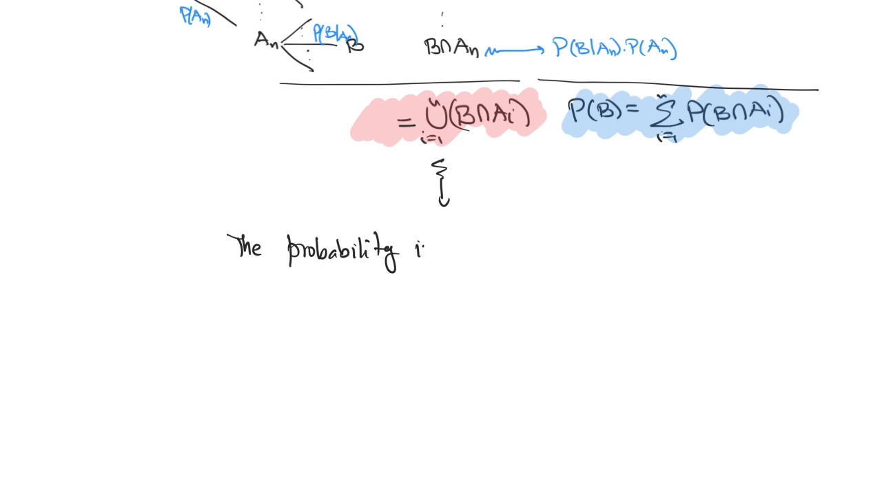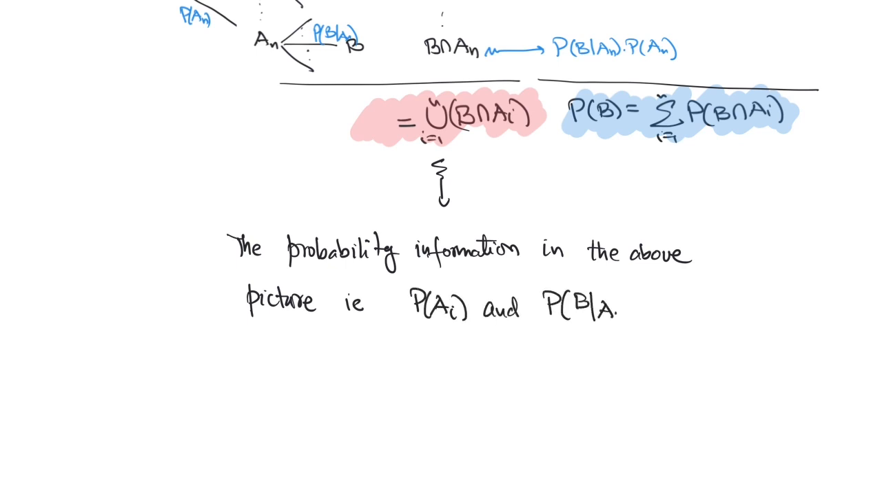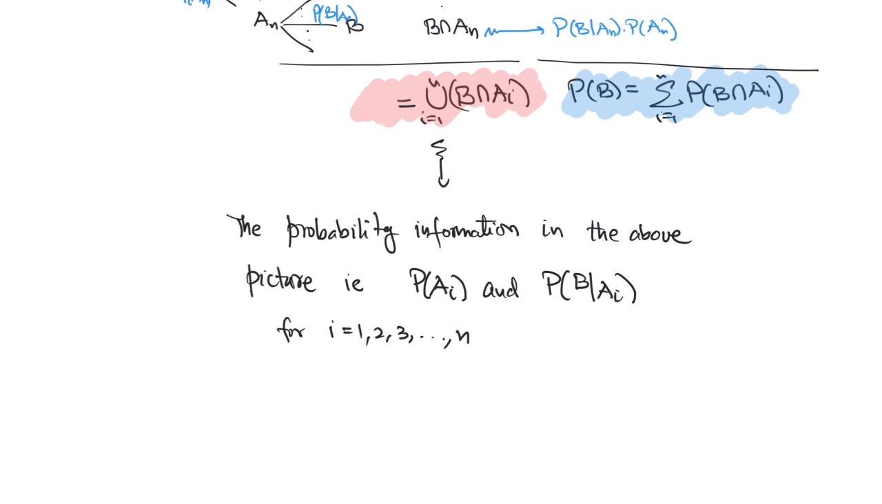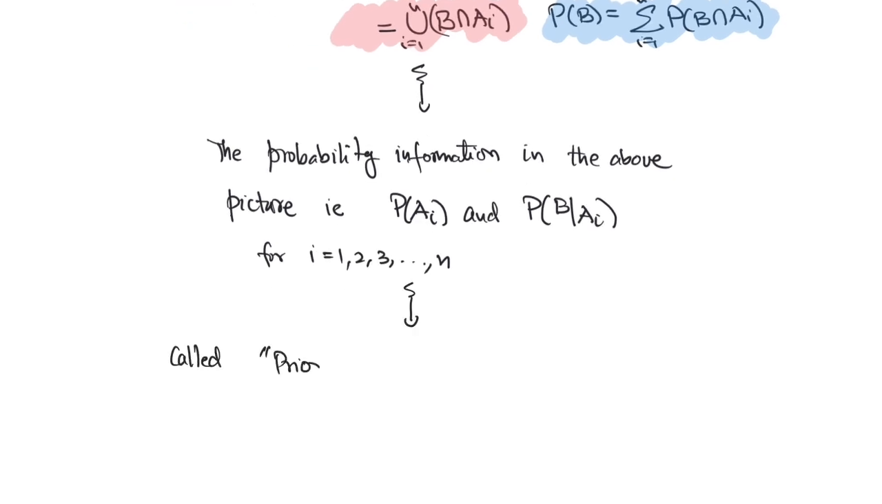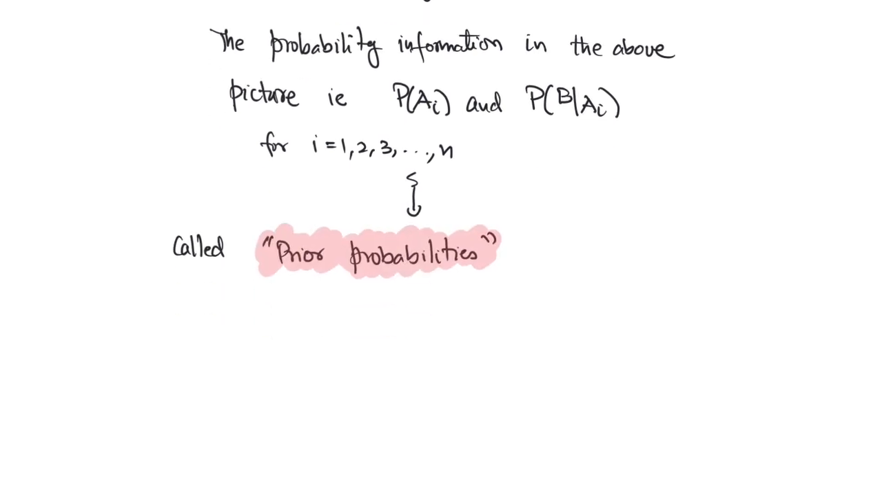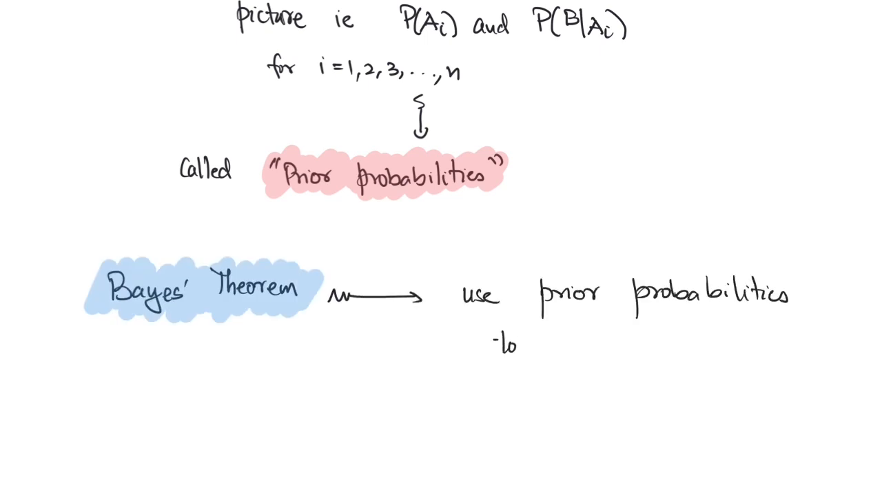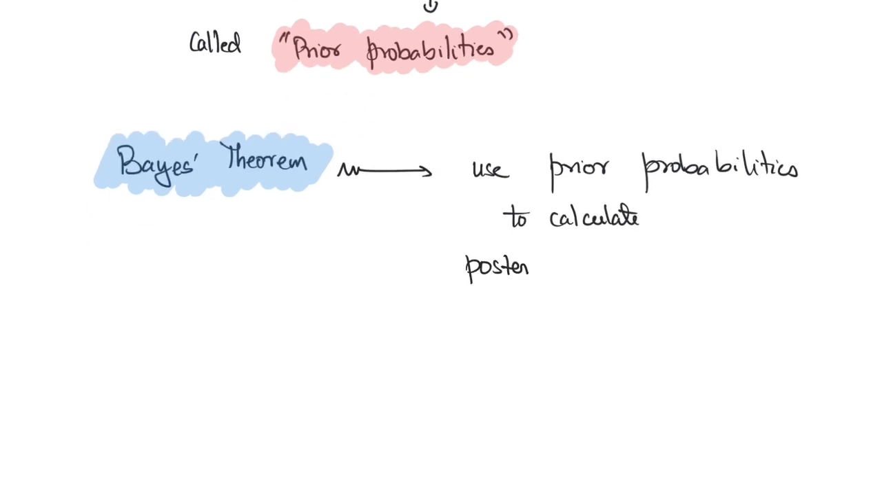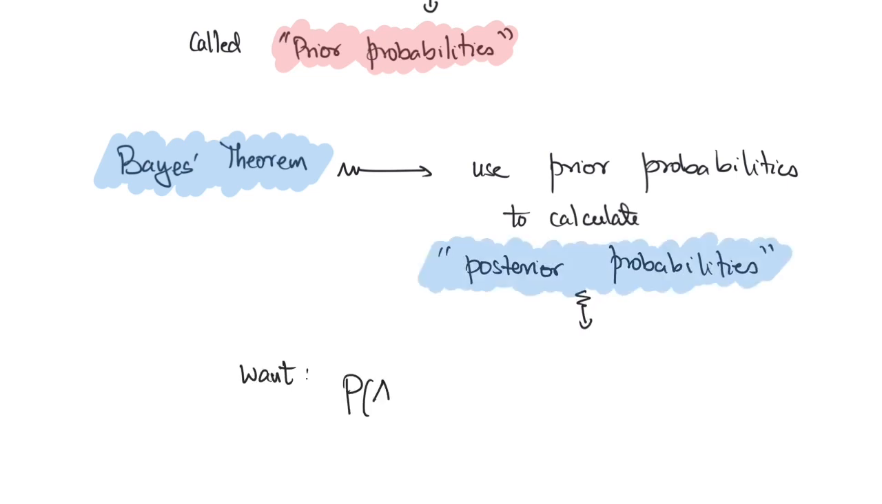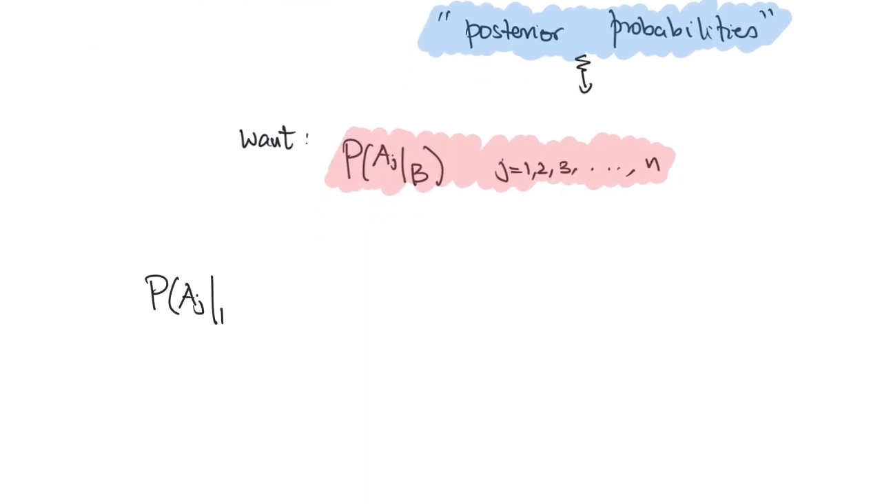The probability information in the above picture, that is the probabilities of the events Ai and the probability of B given Ai for i going from 1 through n, are called prior probabilities. The goal is to use these probabilities to calculate what are known as posterior probabilities. Bayes' theorem is going to help us make this precise. So the posterior probabilities are the probabilities of the events corresponding to Aj given B. So we will call these the posterior probabilities.